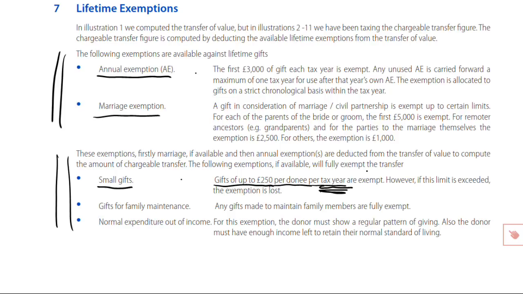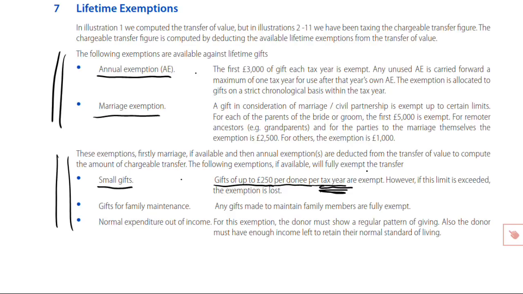Because if at Christmas time, in December of 2016, in our same tax year 16-17, another gift of, say, £100 were to be made, well, 200 plus 100, that's 300. It's no longer a small gift. So we do not look at each individual gift by comparison to 250. It is per donee, per tax year in total.